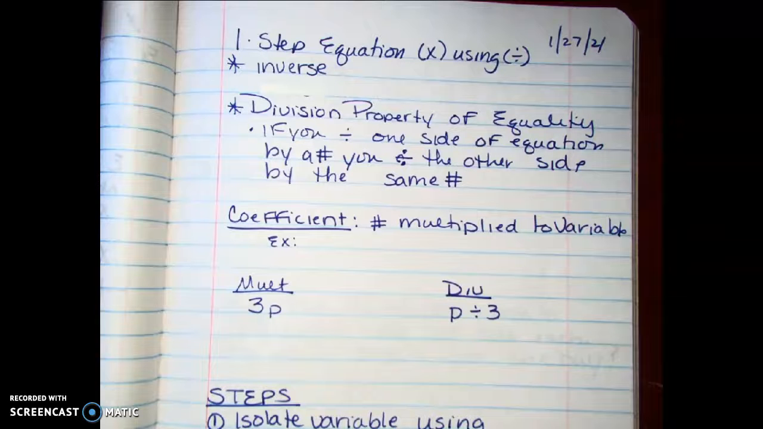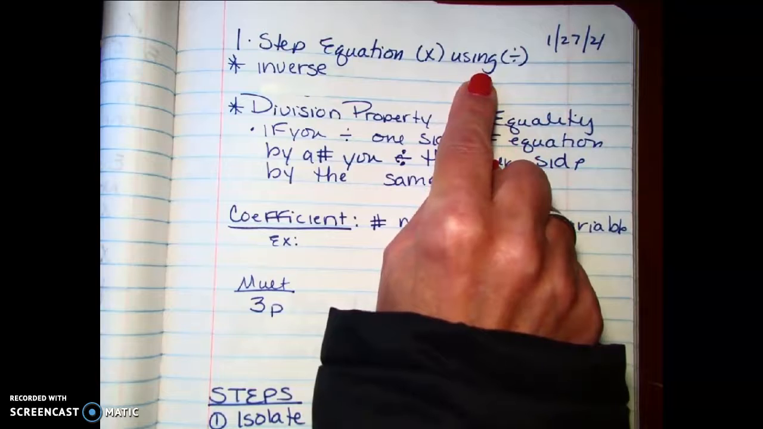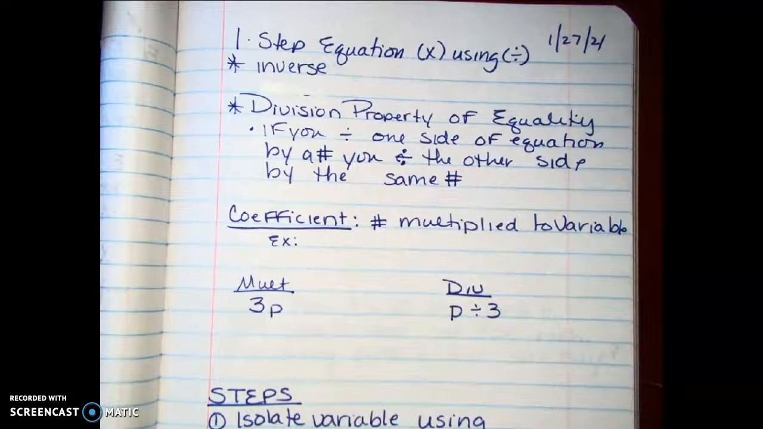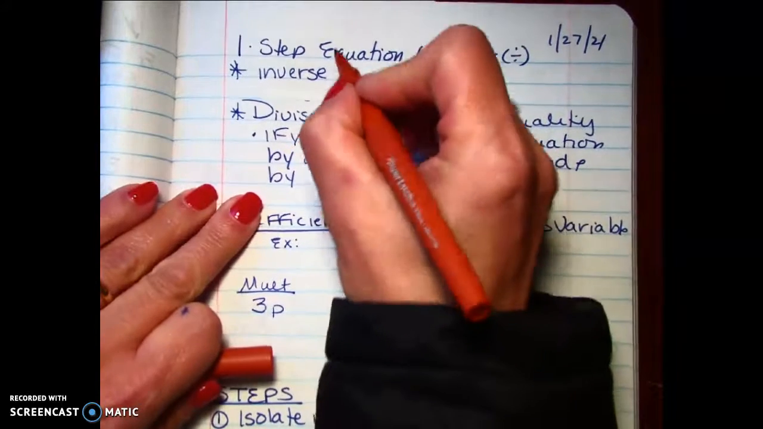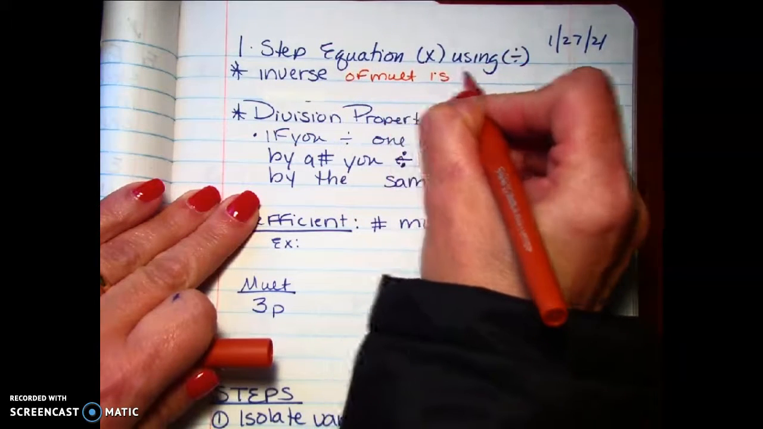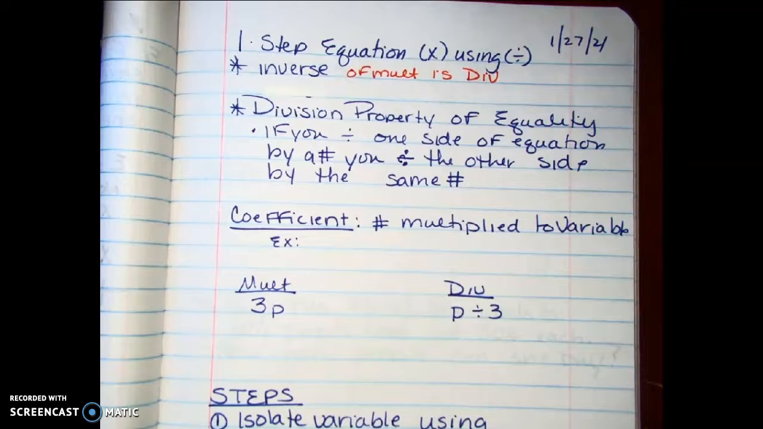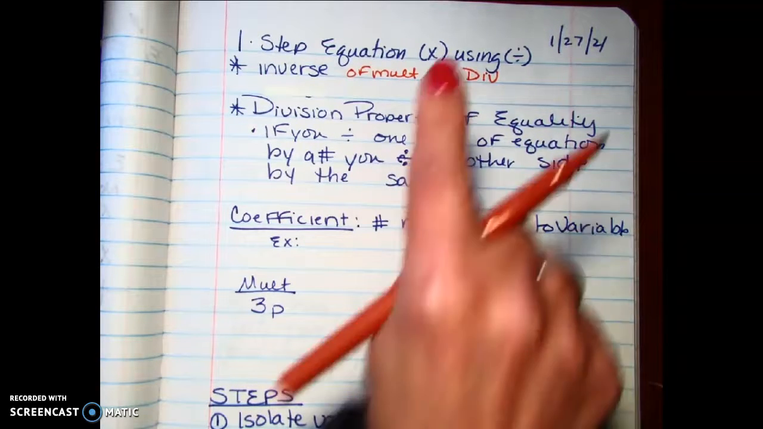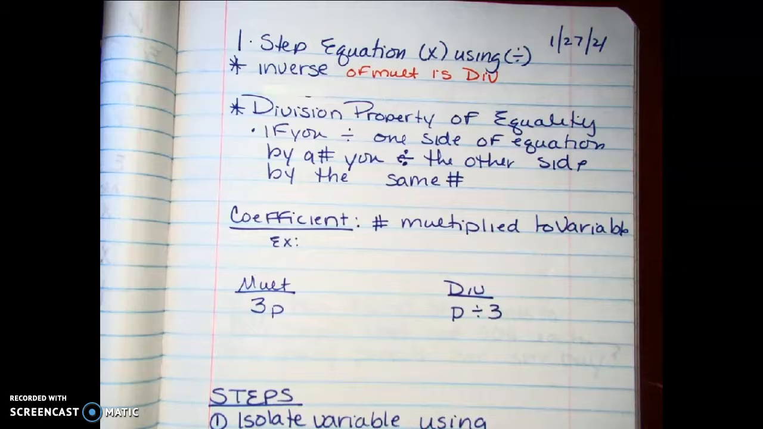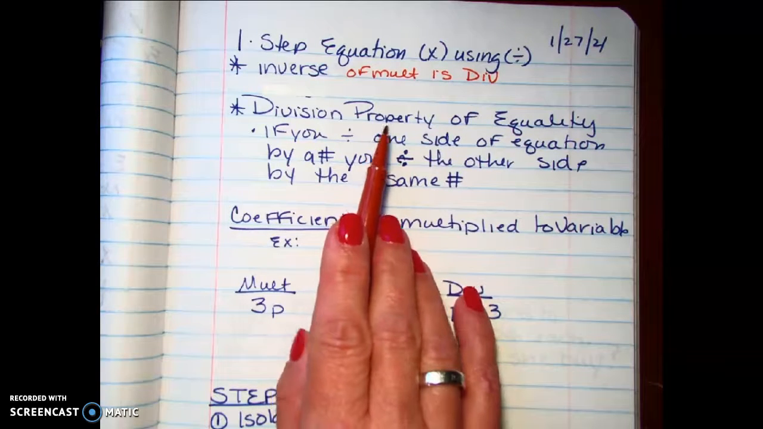Today we worked on one-step equations, which are multiplication, using division, the inverse operation. So the inverse of multiplication is division. We used addition and subtraction, subtraction and addition, and now we're on to our third operation, using the inverse of our fourth operation, division. Now, we used a property for those other problems, and it's pretty much the same thing.